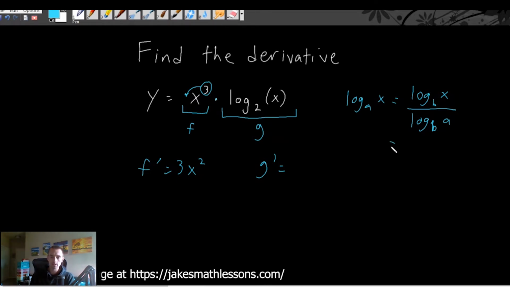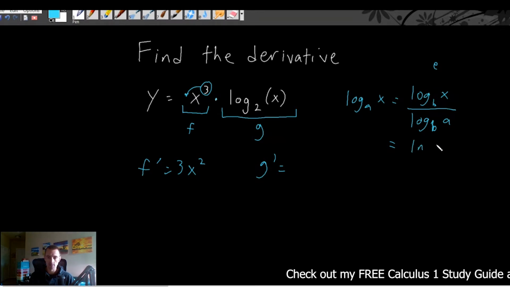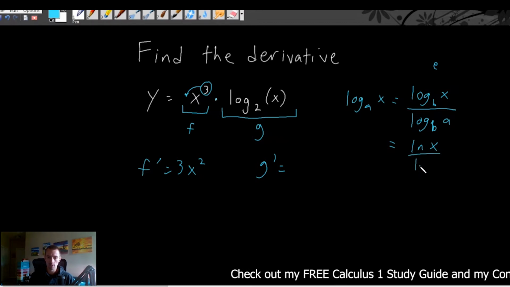And what that tells us is instead of taking log base b of x, we could say log base e, the known Euler's number e, which is roughly 2.71. But it's not really important what that number is. What I'm trying to get to here is that log base e is the same as natural log. So basically this is natural log of x over natural log of a.